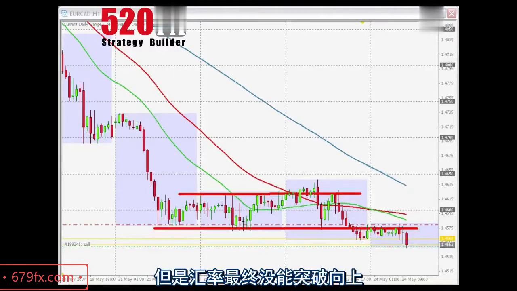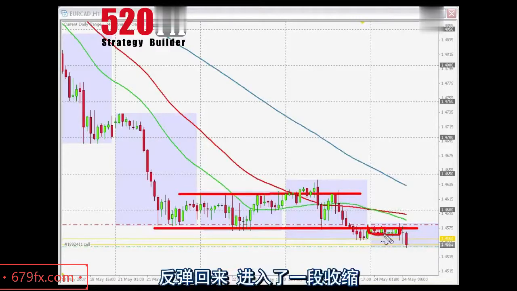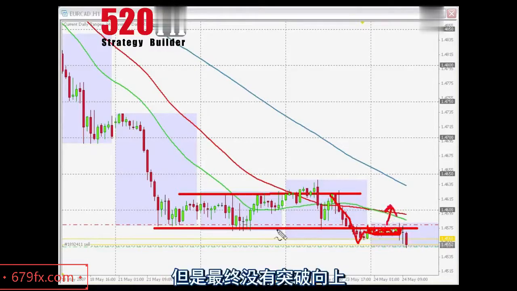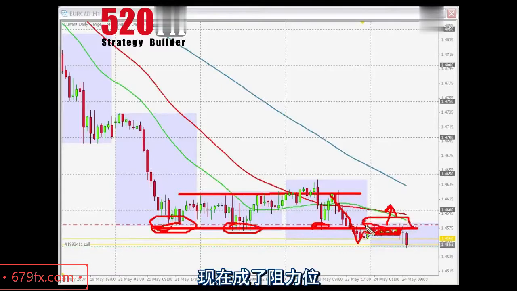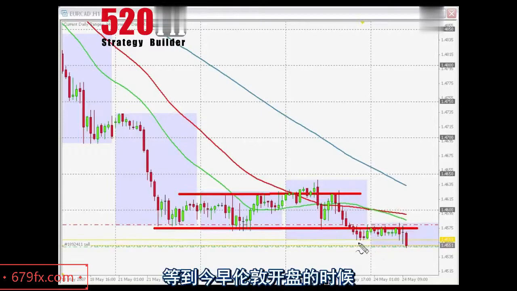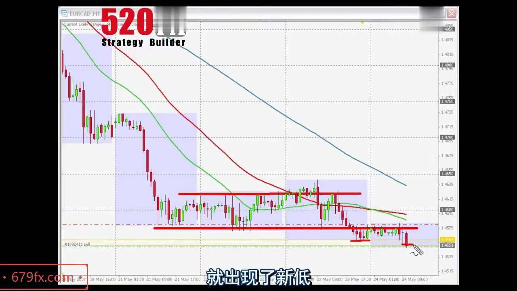All the overnight trading range has been quite tight, and after the breakout we retraced back and consolidated around this area, but we couldn't break to the upside. We couldn't break this former area of support, the triple bottom, now working as resistance. And finally this morning, as London opened, we just made a new low, and therefore I triggered my short entry.